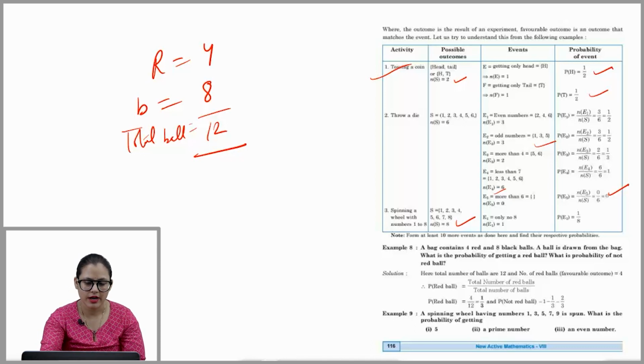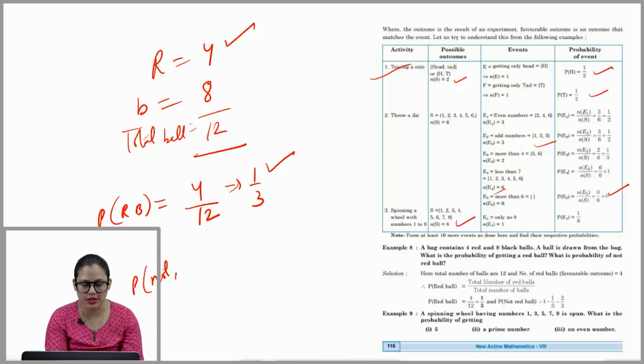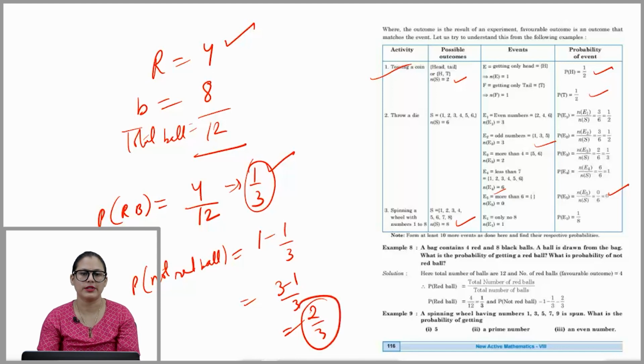A ball is drawn from the bag. What is the probability of getting a red ball? What is the probability of not a red ball? Probability of red ball is 4 out of 12, that is 1 by 3. And the second part is the probability of not a red ball. What will we do? We will subtract this probability from 1. So we get 1 minus 1 by 3, 2 by 3 is the probability, right?